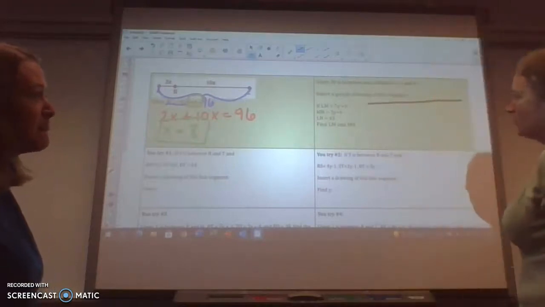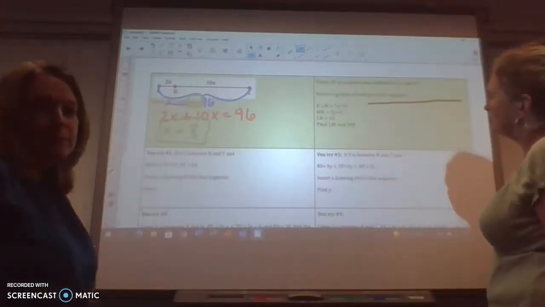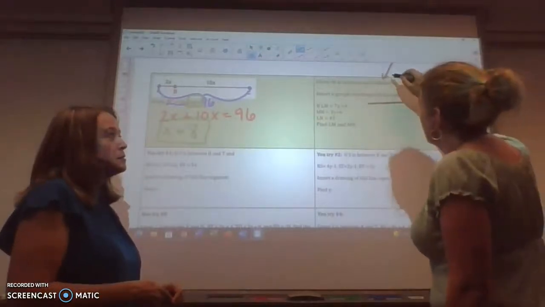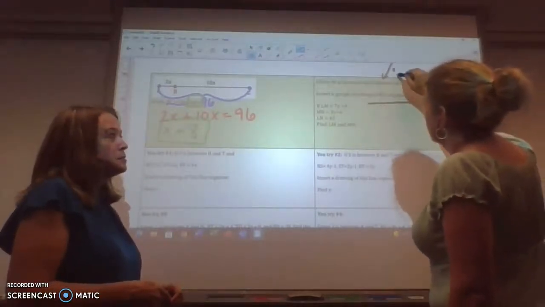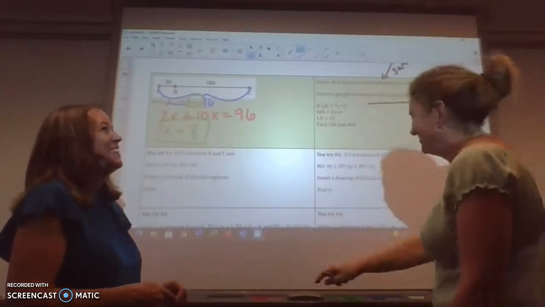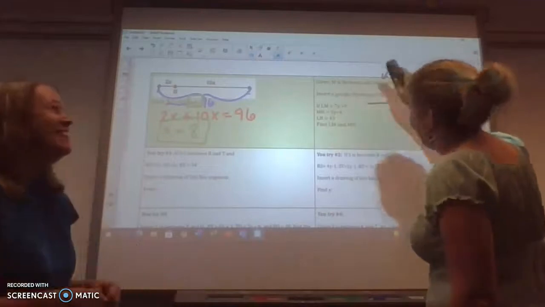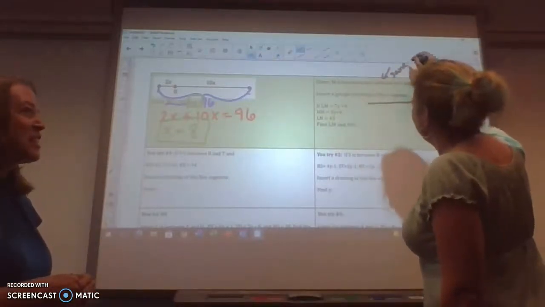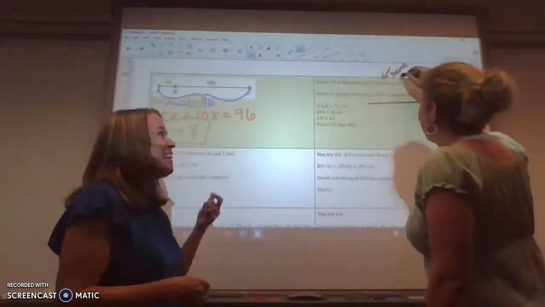So given that M is between and collinear to L and N, well, right there, I don't know what we're talking about. So I'm going to translate this into English. Co means same, like co-teacher. Linear means line.